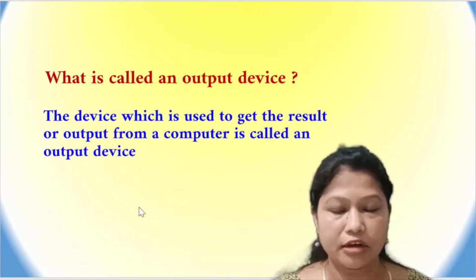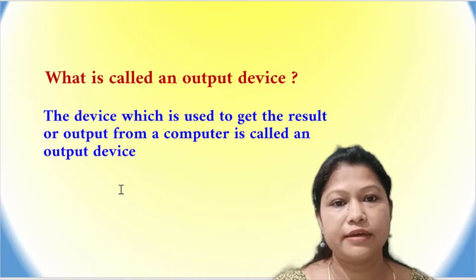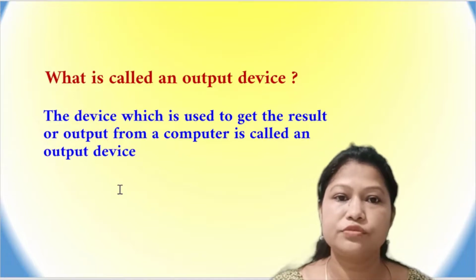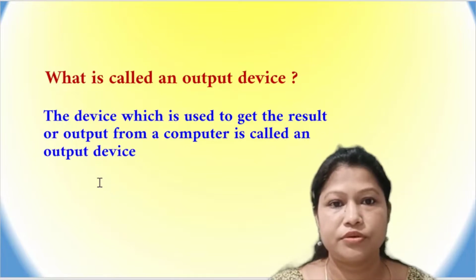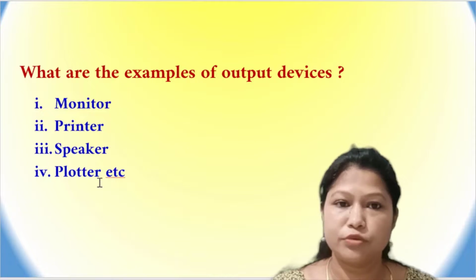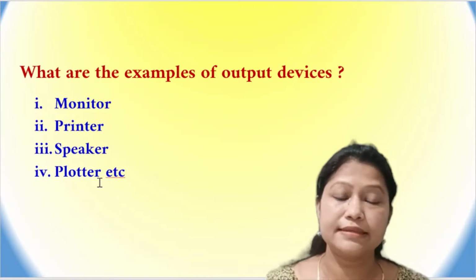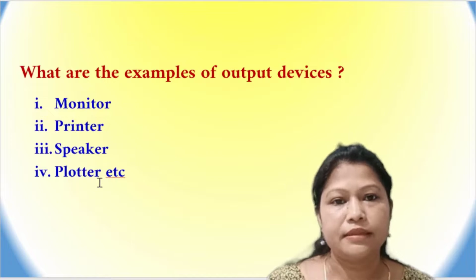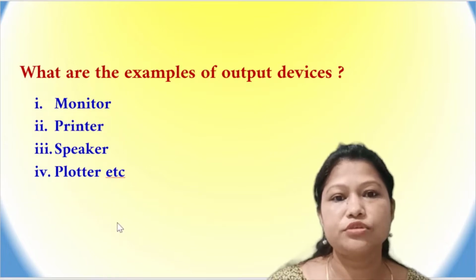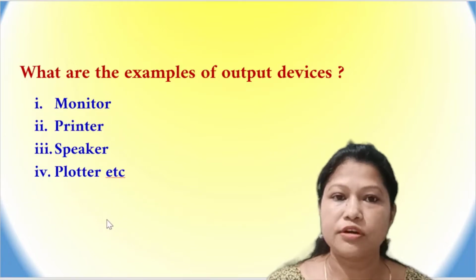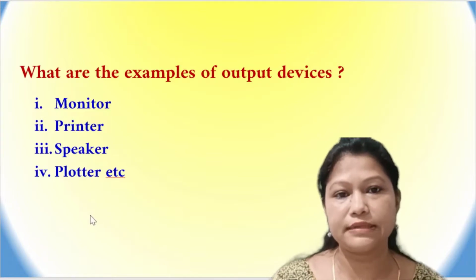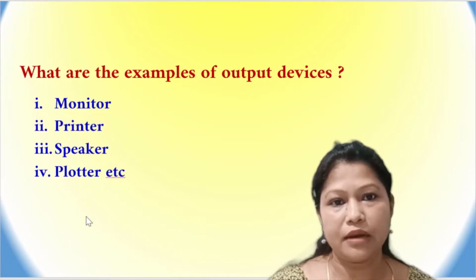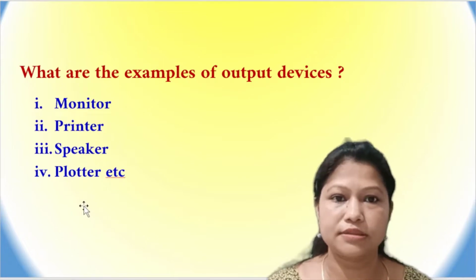Next we will see what an output device is. Like an input device, an output device is a device which we use to get the result or output from a computer system. There are various examples of output devices. First is the monitor. Monitor is a computer screen where we can see the output or the result. Then the next one is a printer. Printer is used for getting the output or result in paper form, which is known as hard copy. The same output which we see on the monitor, we can take out on paper with the help of a printer. So printer is also an output device.